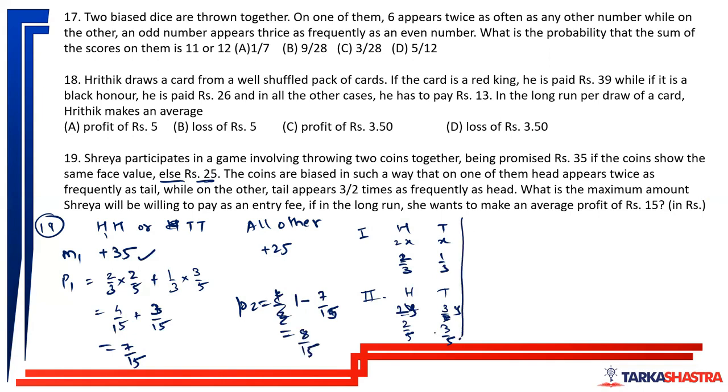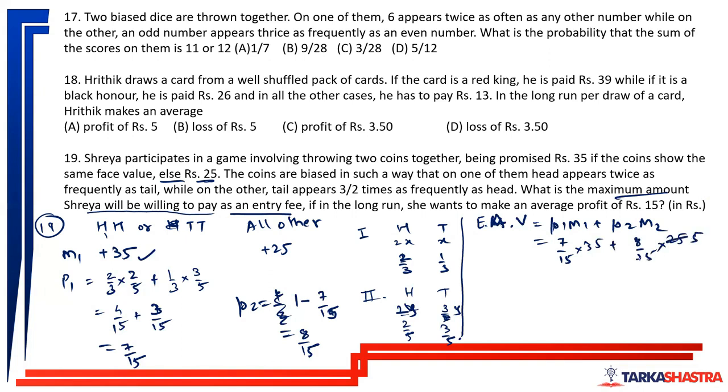Next, we want to find out the expected average value. What is the maximum amount Shreya should be willing to pay as entry fee? There is an entry fee for every round, if in the long run she wants to make an average profit of rupees 15. So the expected average value after the long run will be P1M1 plus P2M2. P1 is 7 by 15 into 35. P2 is 8 by 15 into 25.